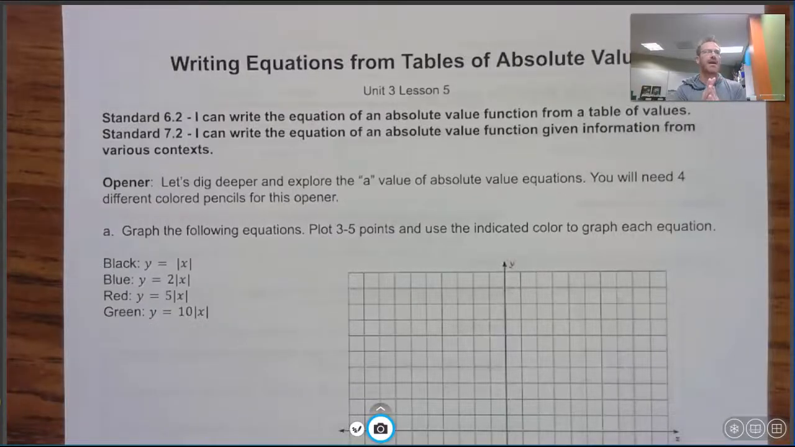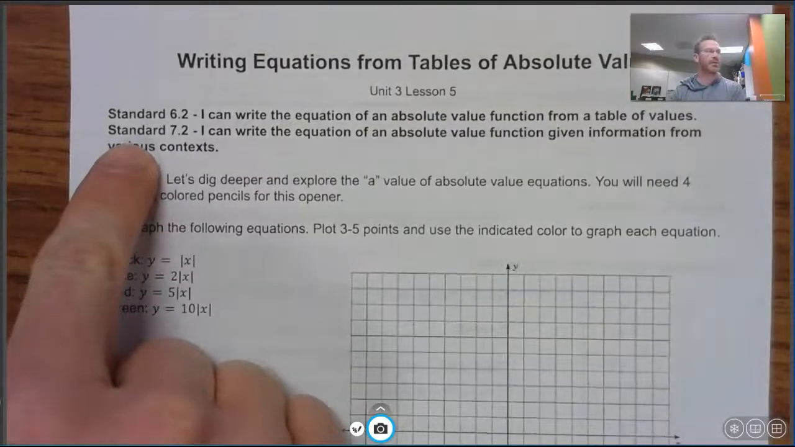Hey, welcome back. Today we're going to move away from linear functions. As you can see from the title, we're going to look at writing equations from tables of absolute value. And it's really more than tables. So we're actually going to do 6.2, so there'll be a little bit of a review for you there.